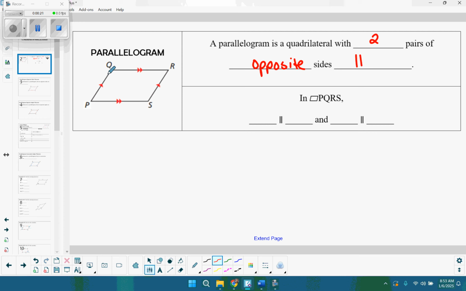So we see that PQ is parallel to RS. Those sides are opposite each other. And then these opposite sides, QR and PS, are also parallel. And we have a little symbol for parallelogram, just like we had a symbol for triangle, and it looks like a little tiny parallelogram. There are properties of parallelograms.